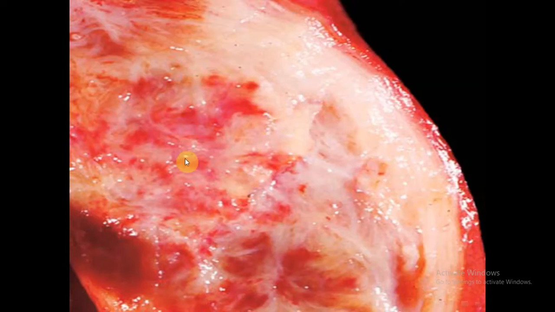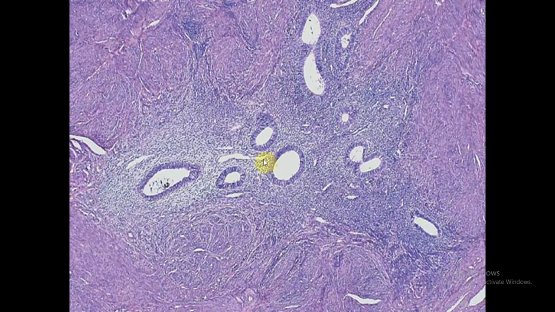This is the myometrium. Here is the smooth muscle layer of the uterine wall. These multiple red spots are the presence of the basal layer of endometrium that comes down into the myometrial layer. Here are the endometrial glands with stroma within the myometrium. This is not a feature of malignancy, it is just a downgrowth.